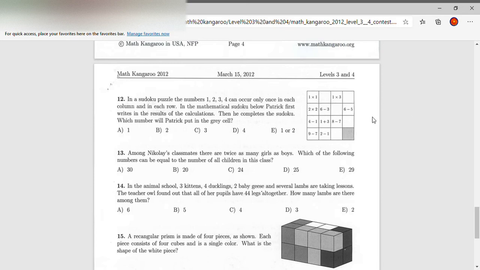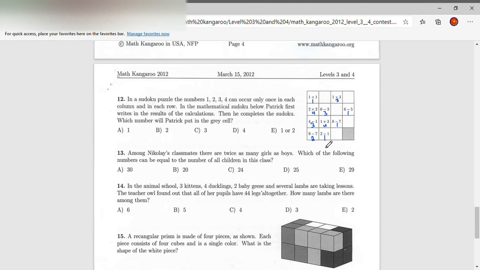So first, let's solve all these equations that we already have. So 1 times 1 is 1. 1 times 3 is 3. 2 times 2 is 4. 6 minus 3 is 3. 6 minus 5 is 1. 4 minus 1 is 3. 1 plus 3 is 4. 8 minus 7 is 1. 9 minus 7 is 2. And 2 minus 1 equals 1.